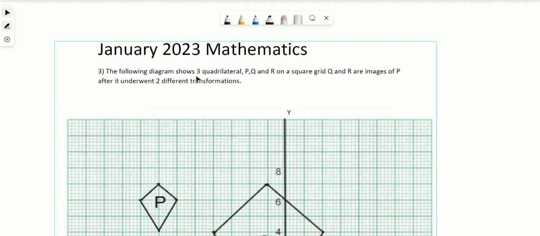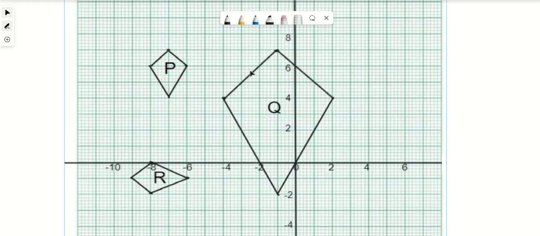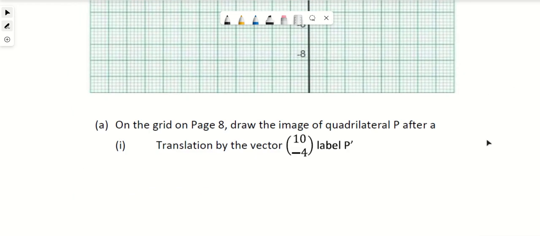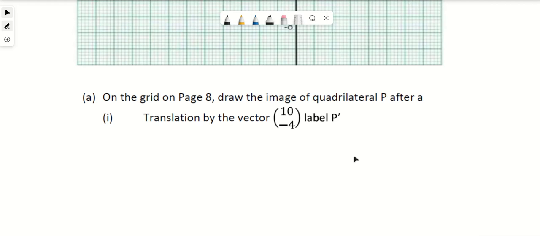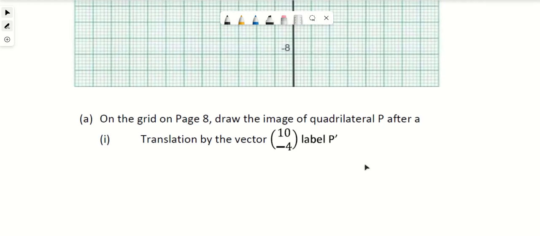The following diagram shows 3 quadrilaterals, P, Q, and R, on a square grid. Q and R are images of P after it underwent 2 different transformations. So P is your object and Q and R are your images, okay? So let's go to the first part of the question. The first part of the question says, on the grid on page 8, that just means this, right? Draw the image of the quadrilateral P after a translation by vector (10, -4) and label that image P.